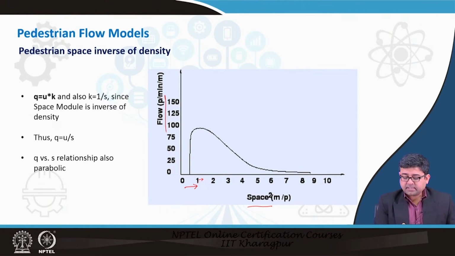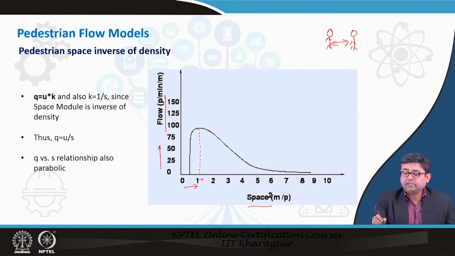So, as the space increases, the flow also increases, but the increase is only up to a certain point, right. The increase is maybe just about 1.1 meter square per person. After that, if you keep on giving more space for people, right, space is nothing but if there is a person and the distance between the next person, hypothetically that is the space.